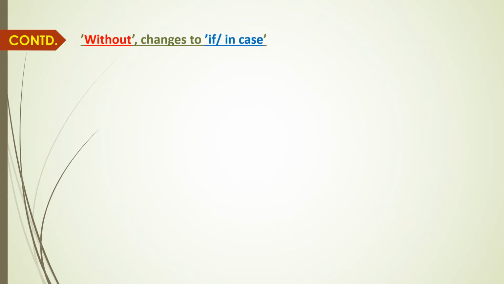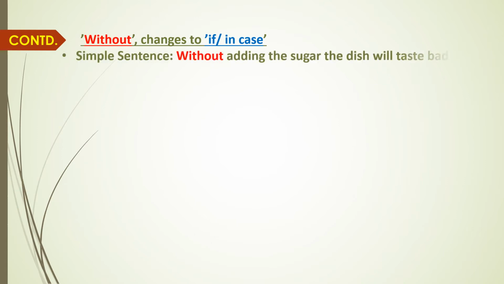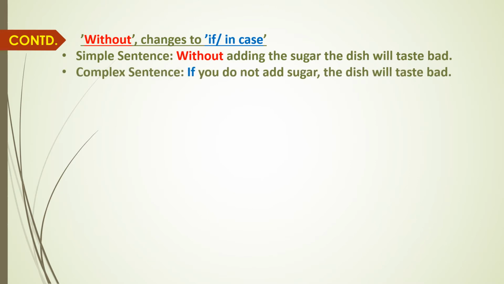Moving on, without changes to if or in case. Without adding sugar, the dish will taste bad. Now, to turn it into a complex sentence, we take a subordinate conjunction, if. If you do not add sugar, the dish will taste bad.